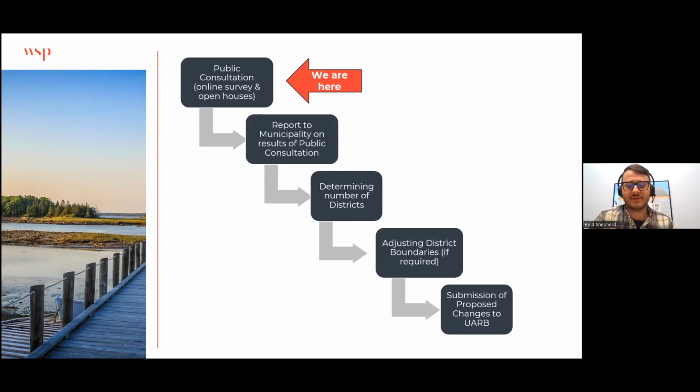Once the information is gathered, we at WSP will provide a report to the municipality on what people said about the number of councillors. The municipality is then going to conduct the second stage, where they look at the districts and any adjustments that may need to be made. Those adjustments will be shared with the public, there will be a public consultation in that part, and then the final submission goes to the provincial utility and review board.